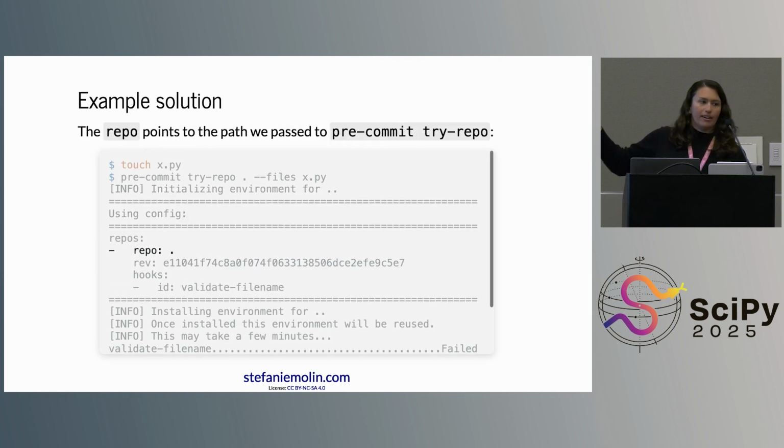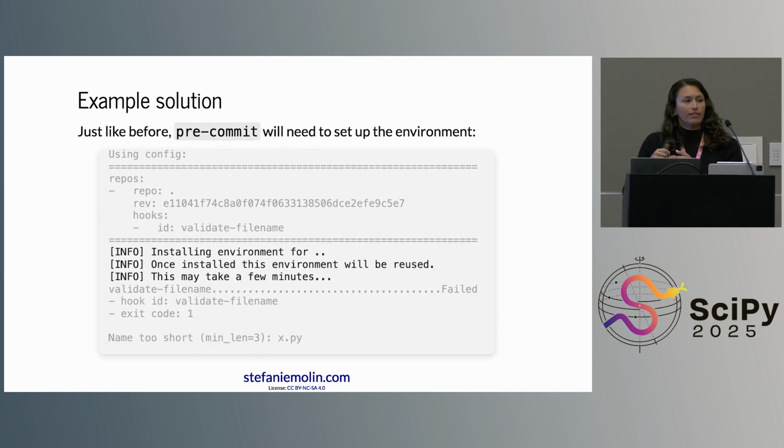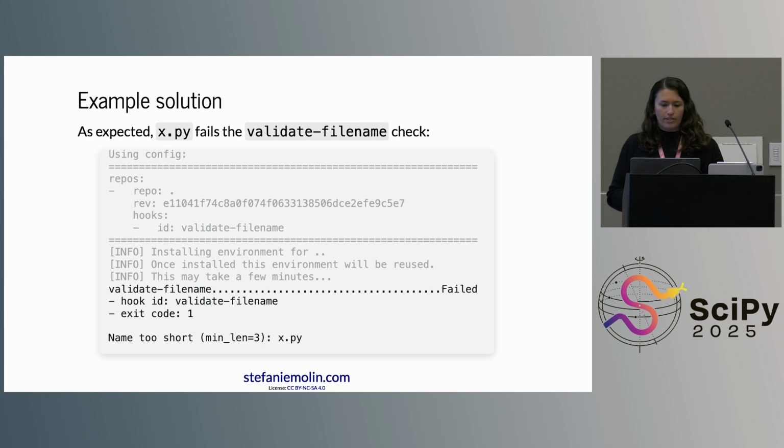Okay, and then again, we have the bit that we've seen before. At this point, it's installed everything in the virtual environment. It's created the config, and now it's actually working on setting up for the commit. So again, the double dots, and then it runs the check itself, and it fails, right? Because x is too short of a name.